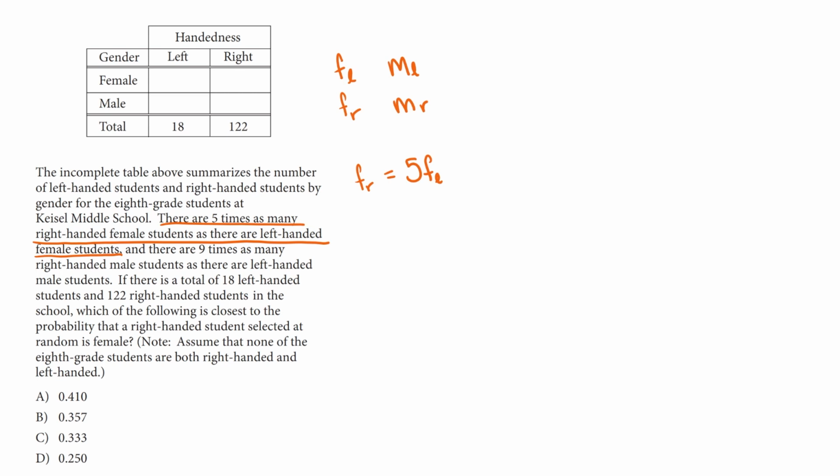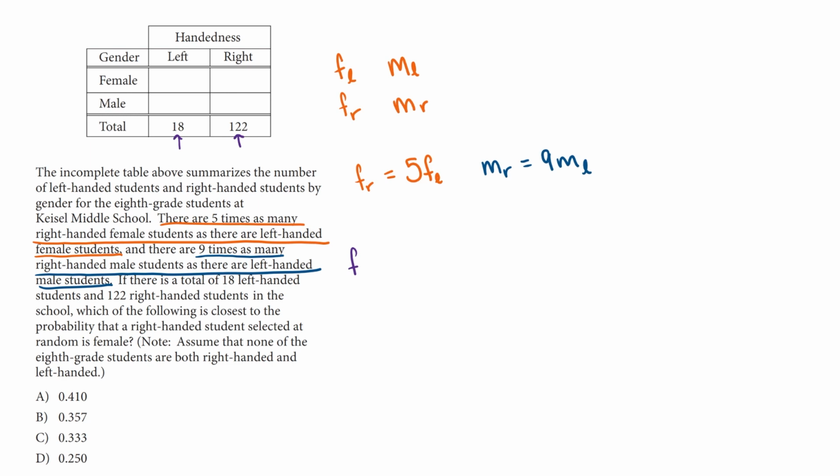Then they say there are 9 times as many right-handed male students as there are left-handed male students. So we have another expression. Our male students that are right-handed is equal to 9 times the number of male students that are left-handed. Next, we know that there's a total of 18 left-handed students and 122 right-handed students. We can also see that in our chart.